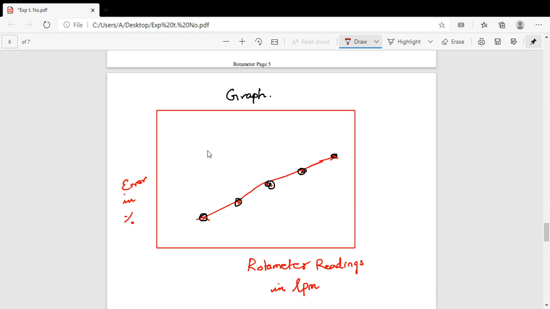So this is the graph that is drawn between the rotameter reading in liters per minute and the error in percentage. I will be getting a graph like this. With the increase in the flow quantity, the error percentage also increases.